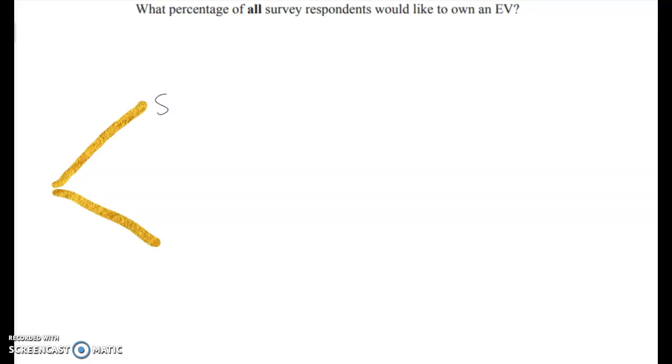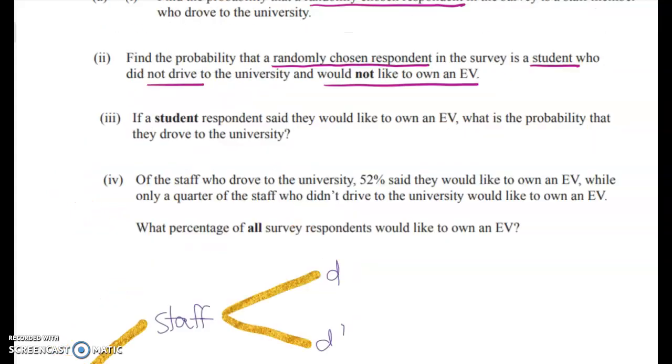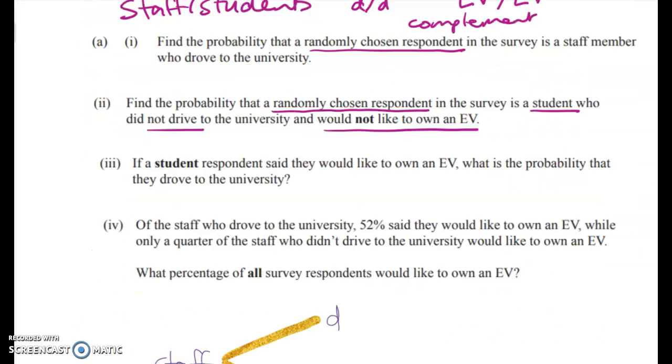So the first bit on the tree is we're going to have staff or students. And then after that, we're going to put on drive or not drive for each. So that's going to be D and not D. And we'll get those percentages on first. So let's go back and have a look. We can see 15% were staff and 90% of them drove.